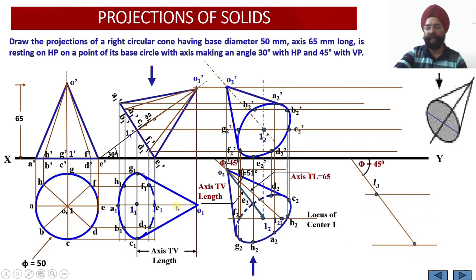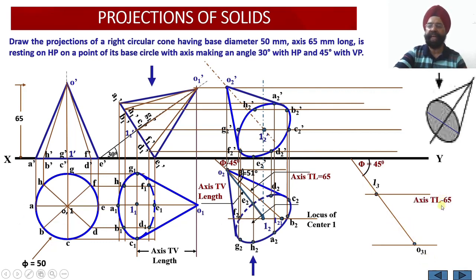The name of this point: you see, this was O1, this is O2, and this will be O3. But had it been the apparent length, its name would have been O3. Since it is the true length of the axis, the name of this point will be O31. Please check, it is O31, because this is the true length of the axis.